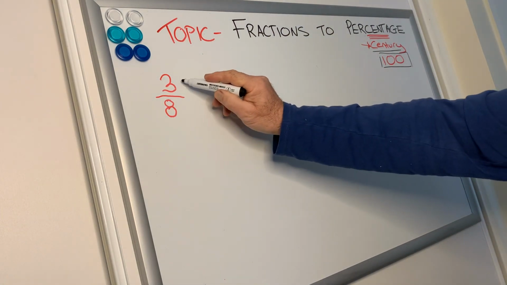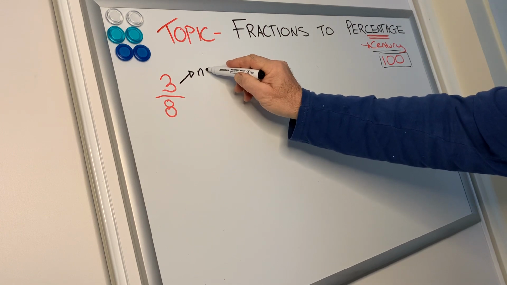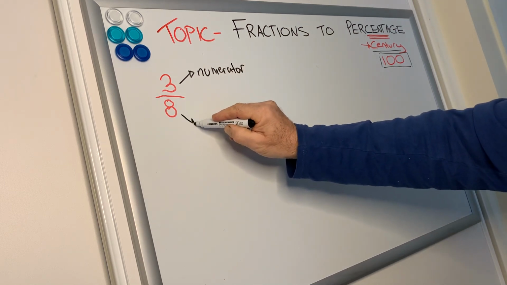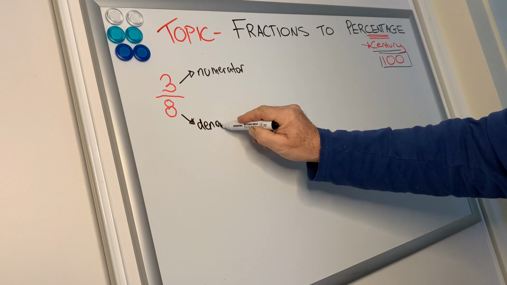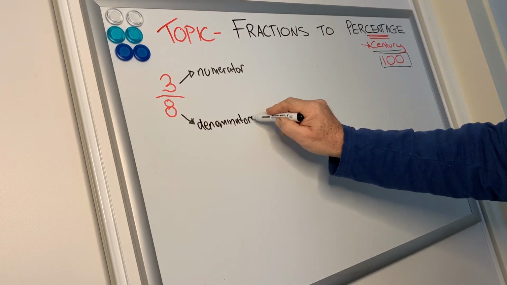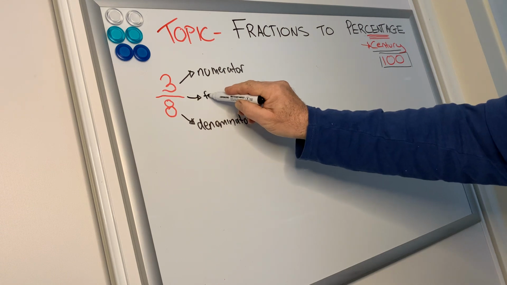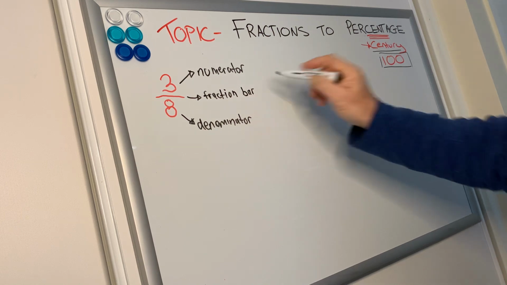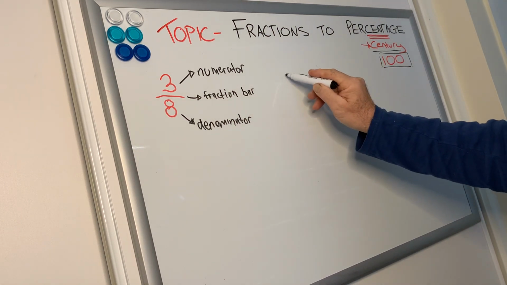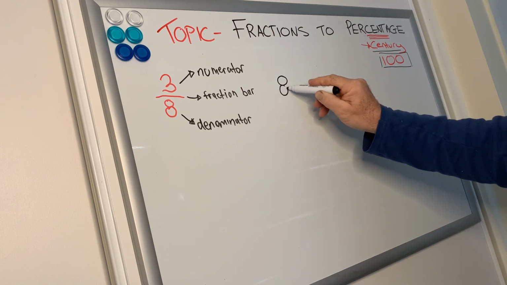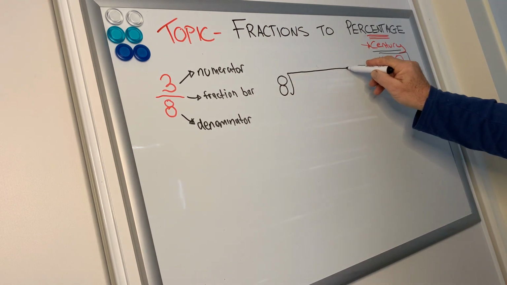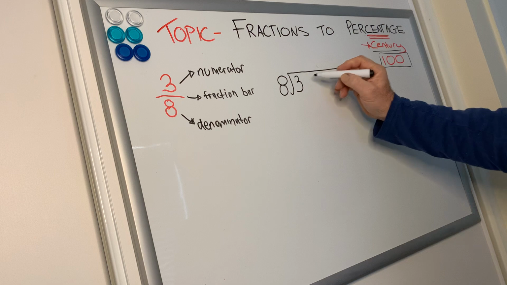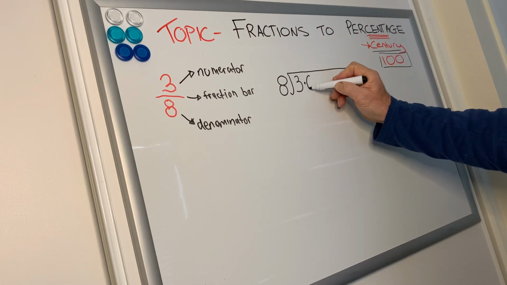Okay, so let's begin, like I always like to do, with the numerator, the denominator, and the fraction bar. Okay, let's have a look. So 3/8, so 8 of the guests into 3 individuals paying.